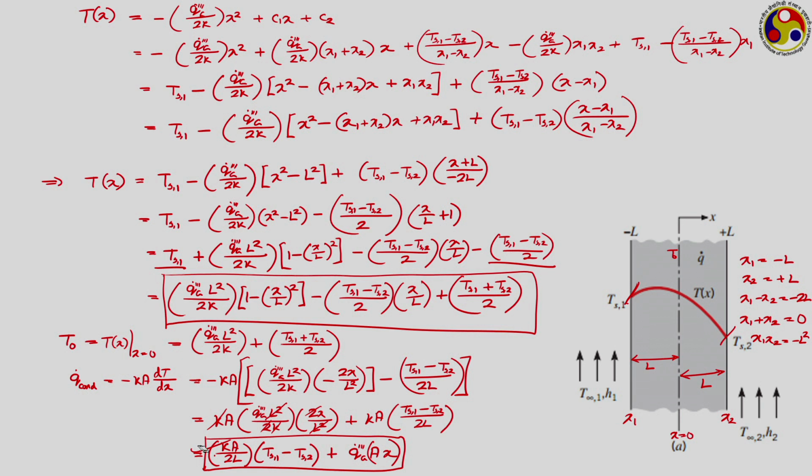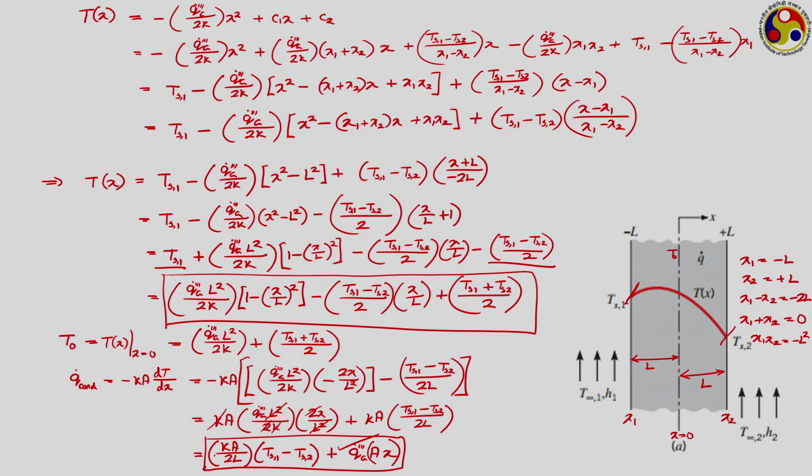But here we have an additional term in the form of Qg dot triple prime A into x, which is coming because of this volumetric energy generation. It is also important to note that there is an x present in the last term. Because of the presence of volumetric energy generation, the heat transfer rate is not constant, rather it is a function of x. At x equal to 0, it will be equal to 0, that is at the central line, but as we move away from this, you will have an increased contribution coming from the second term.